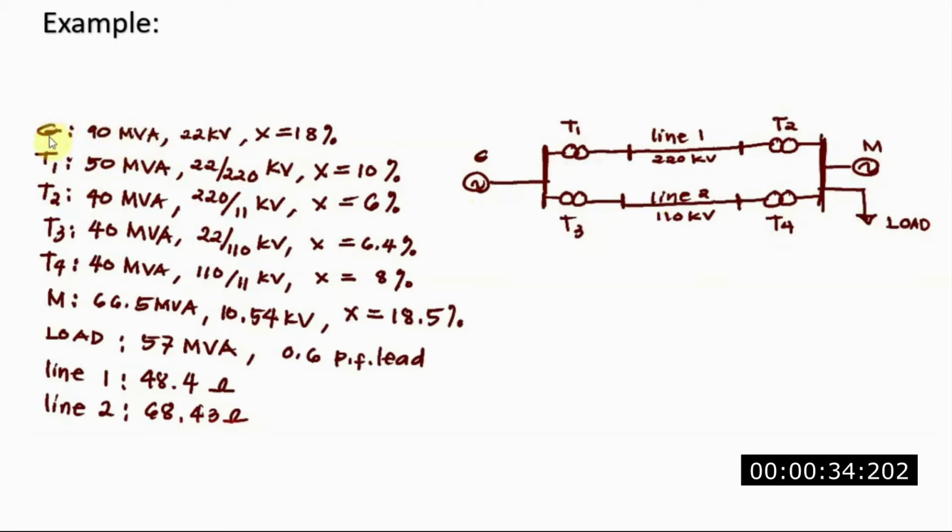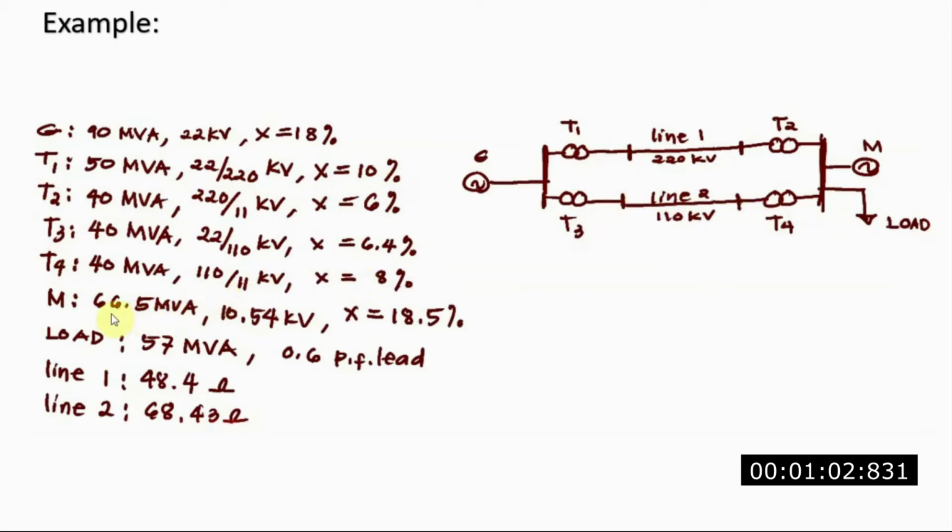For instance, for the generator we have 90 megavolt amperes at 22 kV, where X is 18%, and for T1 we have 50 MVA, 22 over 220 kV. So T1 is 22 over 220 kV. The X here is 10%. It is also the same with the T2, T3, and T4 transformers.